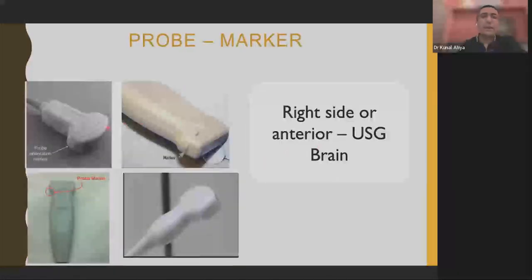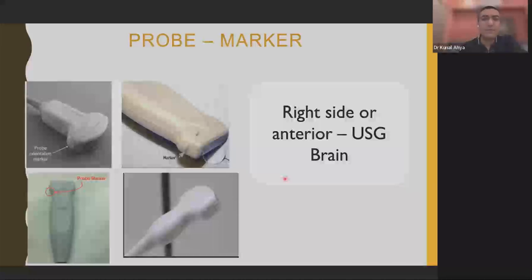So again, what is an important part of the probe is the marker. On which side you keep the marker is very important. In echocardiography, you have learned that there is a clock and you have to decide whether it is at 4 o'clock, 3 o'clock position, 12 o'clock, 11 o'clock position. In the head ultrasound, it is very simple. You usually keep it either on the right side of the baby or you keep it anteriorly. These are the two commonest positions.